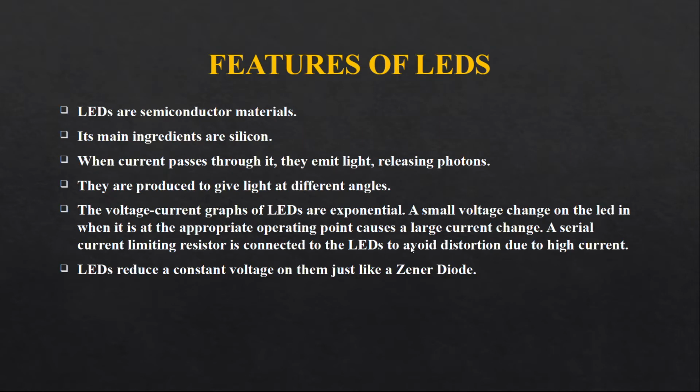Next slide. Features of LEDs. In this list you can see a couple of features and qualities about LEDs. LEDs are semiconductor materials. Semiconductor means they're not fully conductor, but they're not non-conductor either, so they're somewhere between. Its main ingredient is silicon. When current passes through it, they emit light, releasing photons. That's the important part about LEDs, I assume.